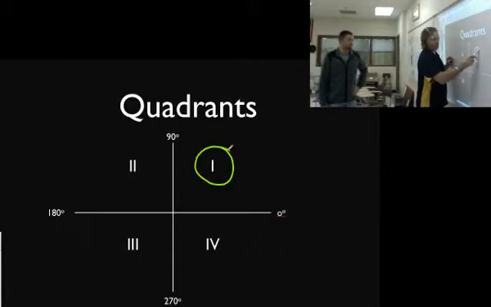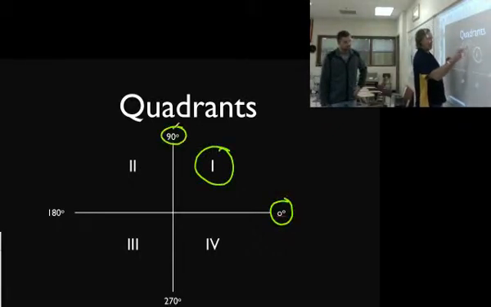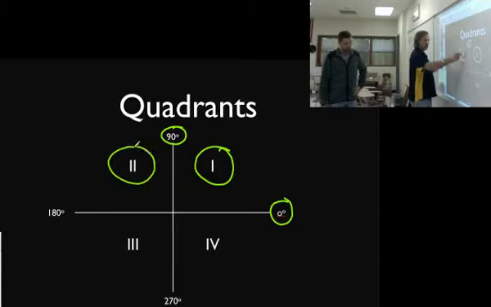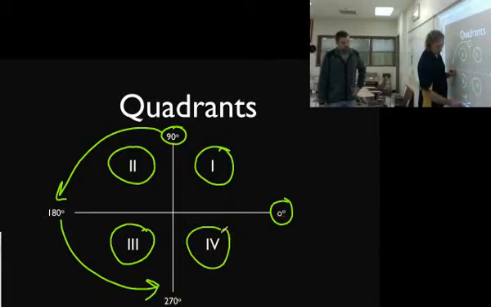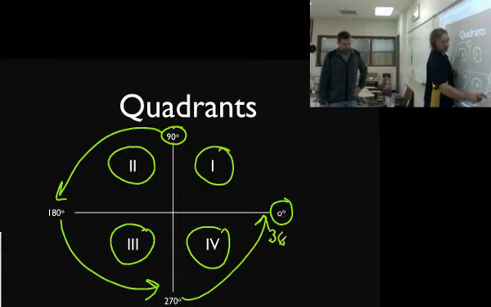This is the first quadrant between 0 degrees and 90 degrees. And then the second quadrant is between 90 and 180. The third is between 180 and 270. And the fourth quadrant is between 270 and 360.